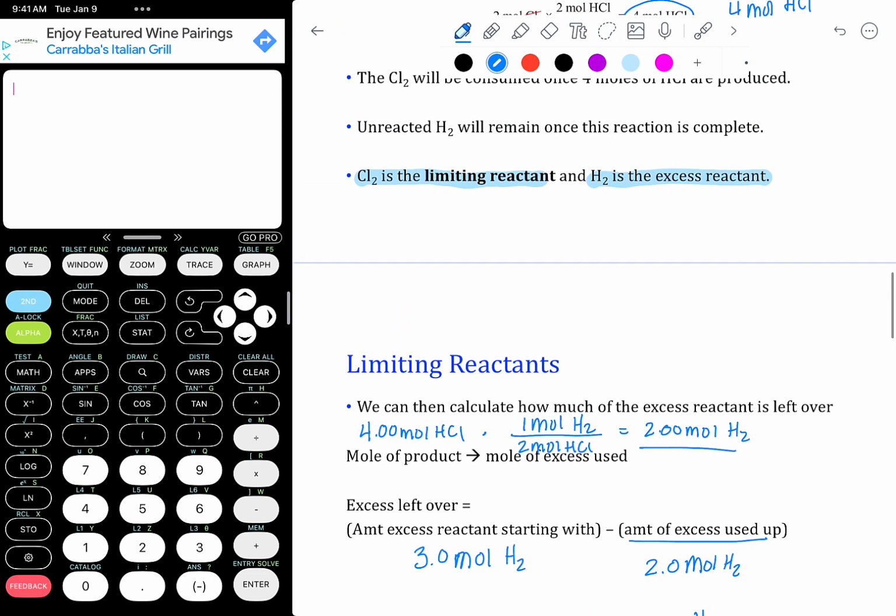So when we're doing these calculations, we want to make sure we start our calculation with the lesser amount of product that was formed, because that's as much product as we can form based off of this reaction. After 4 moles of hydrochloric acid is produced, I have no more chlorine left. There's no Cl2 left because that's my limiting reactant.